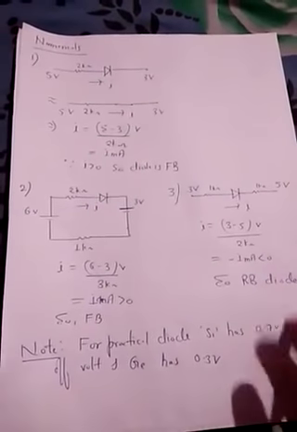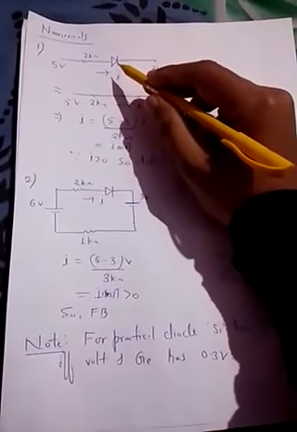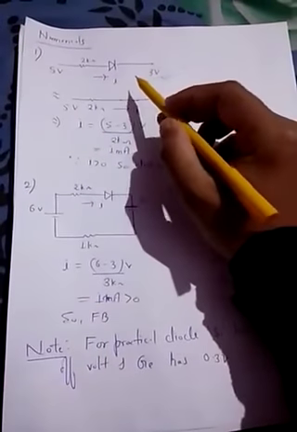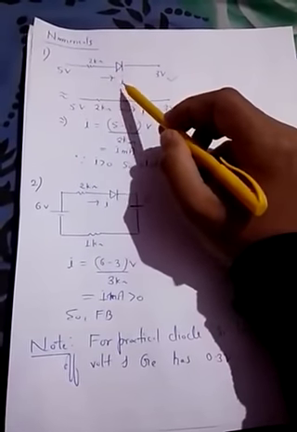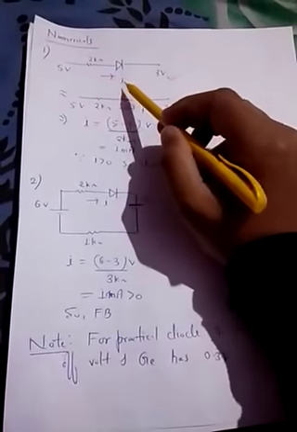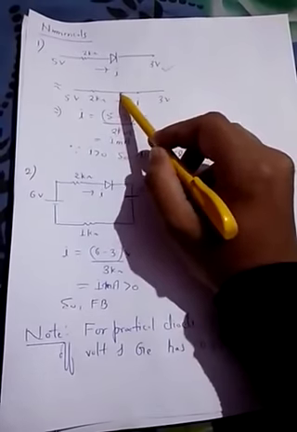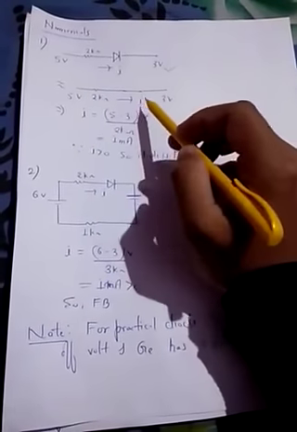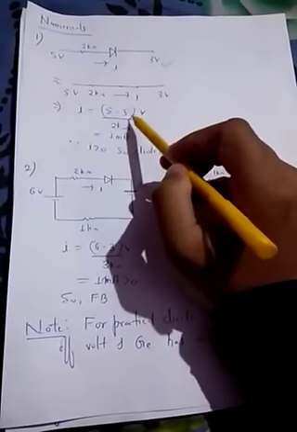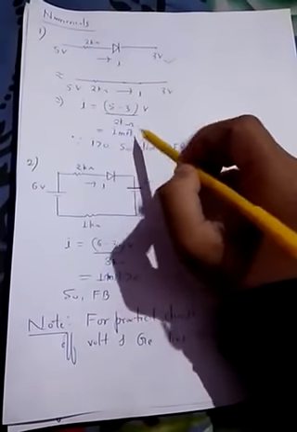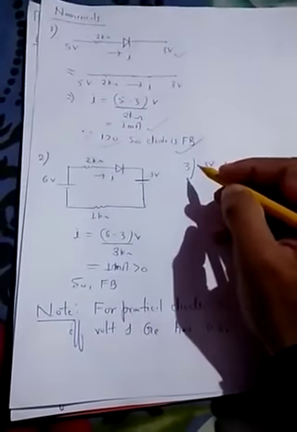So first numerical. This is the question. We need to find whether this diode is forward bias or reverse bias. So assume the current is flowing from positive to negative. We are assuming the current is flowing in this direction, and replace that diode by a short circuit. So in the second step, we replaced this by a short circuit, and calculate I. So I is equal to (5 minus 3) by 2 kilo ohm, which is equal to 1 milliampere. This is greater than 0, so the diode is forward bias.